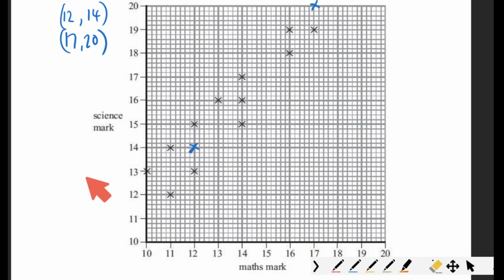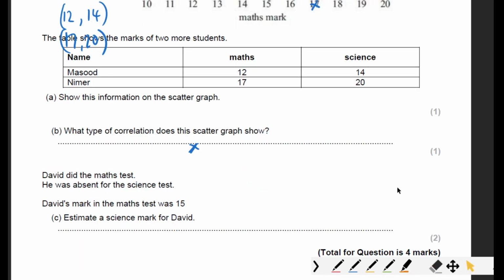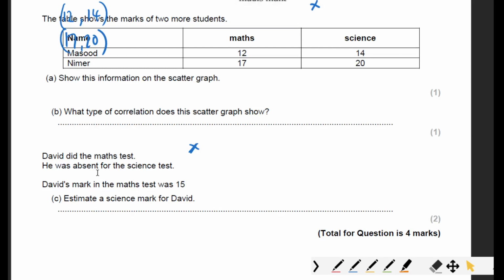So what I need to do now, I've mentioned it's a positive correlation. The next bit here: David did the maths test. He was absent for the science test. David's mark in the maths test was 15. Estimate. Remember, he hasn't done a science test yet. We need to estimate his science score based on his maths score. So remember, it's 15 for the maths.